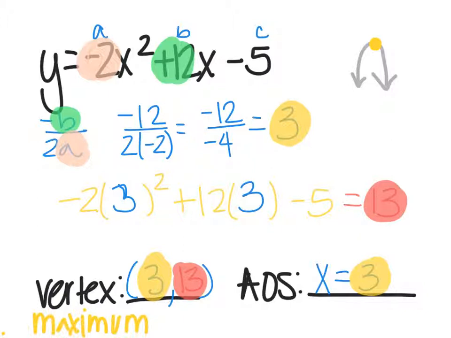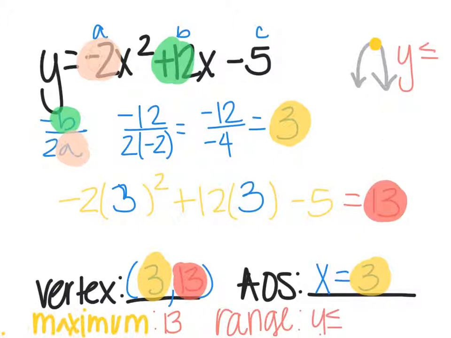The other thing that 13 tells me is the maximum value: the maximum value is 13. It also tells me about my range. Because this opens down, we know our range is going to be y's that are less than or equal to positive 13. So I just keep using those same numbers over and over again. It just depends on what the question's asking for.